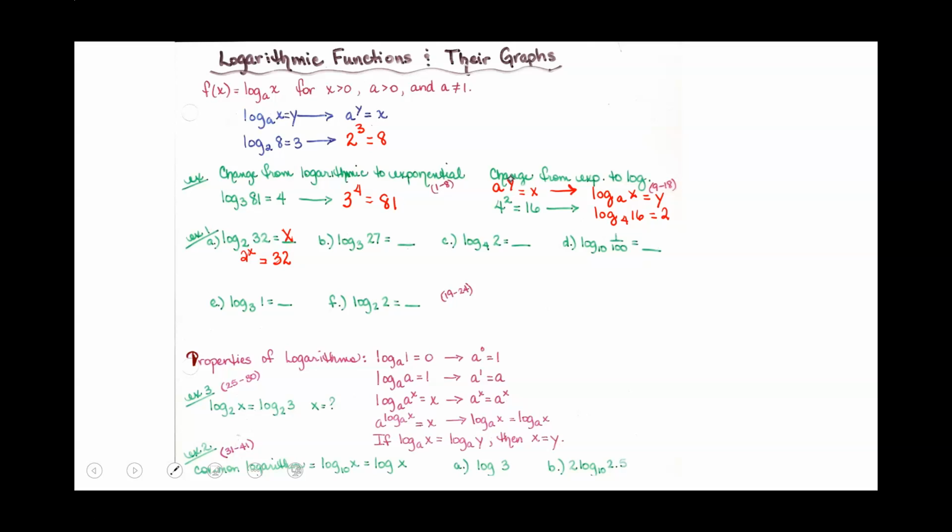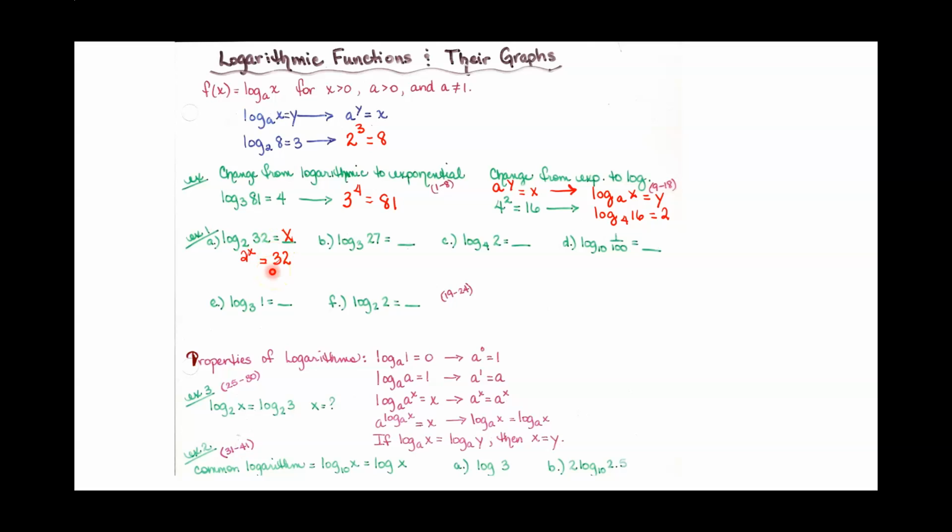All right, so let's look at some examples. All right, we've got the log base 2 of 32. So to begin with, I'm going to put an x over here for what this is equal to, and I'm going to switch it from its logarithmic form to its exponential form. So I'll have 2 to the x equals 32.